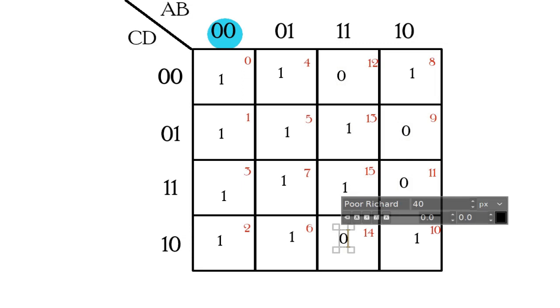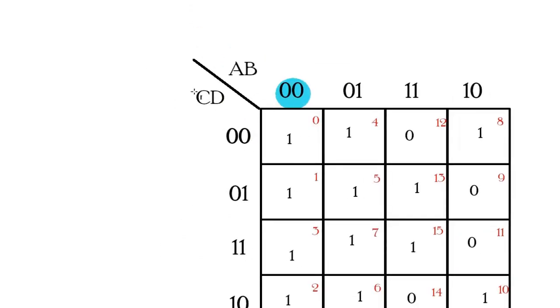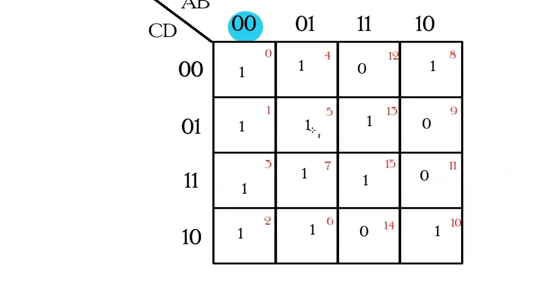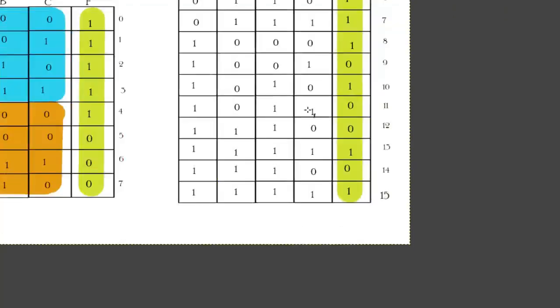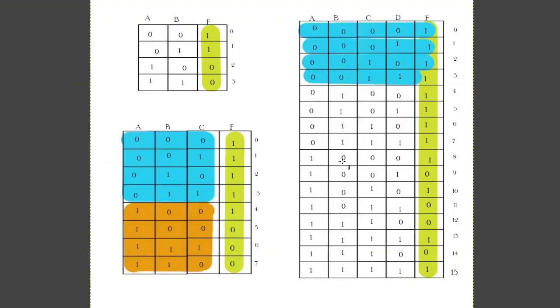So now we have completed marking all 4 of our K-maps, and I hope that you guys understood how to actually mark K-maps, right? These are the 4 K-maps that we marked, and these are the truth tables that are corresponding to those K-maps.